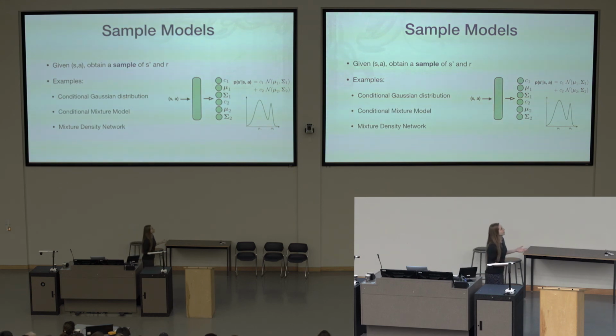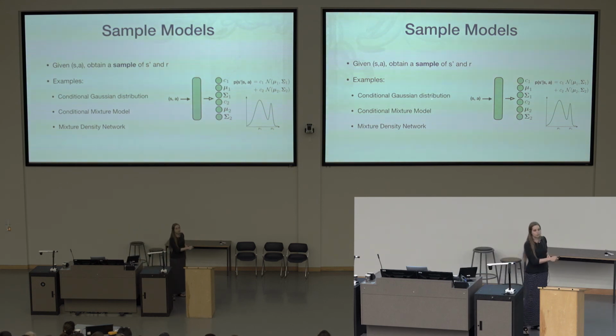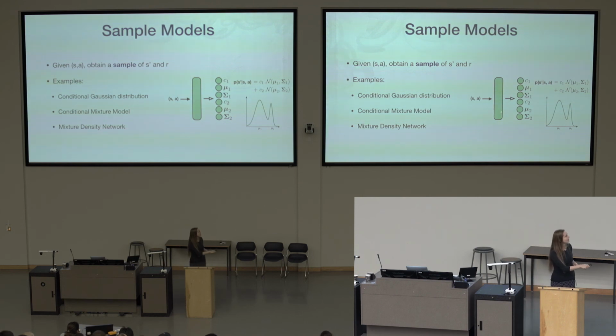Examples of sample models, if you were to actually try to learn parameterized sample models, could be something like this mixture density network. You might input your state and action, pass it through some neural network, and what it's going to output is the parameters to some mixture model. Here you might be mixing across two Gaussians. C1 is the coefficient for the first Gaussian, C2 is the coefficient for the second Gaussian. We have their means and their covariance matrices here. And you have to learn this function, because mu1, sigma1, and C1 are all conditioned on the state.